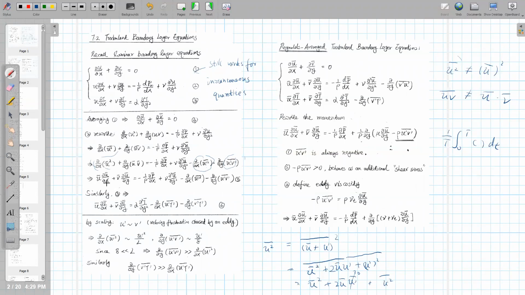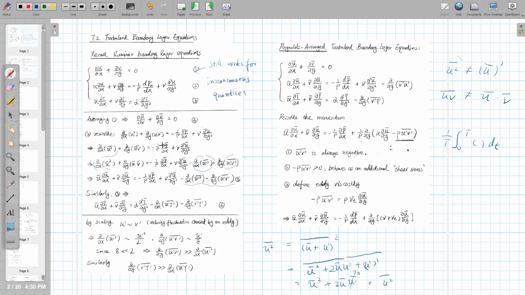And you rewrite it again. Okay, you can put this U average out. So this will be the final X momentum Reynolds average equation. So comparing with this instantaneous equation, you will have 2 additional Reynolds stress terms, partial X of U prime square bar and partial Y of U prime V prime bar. Okay.